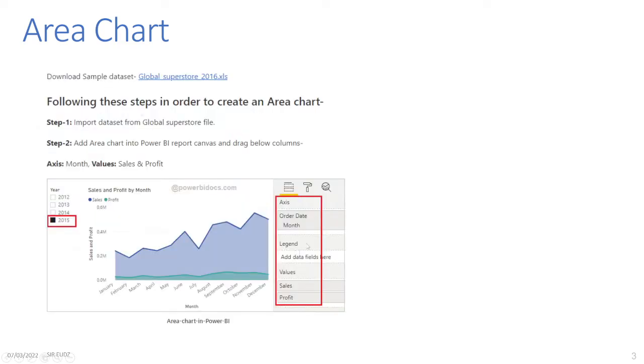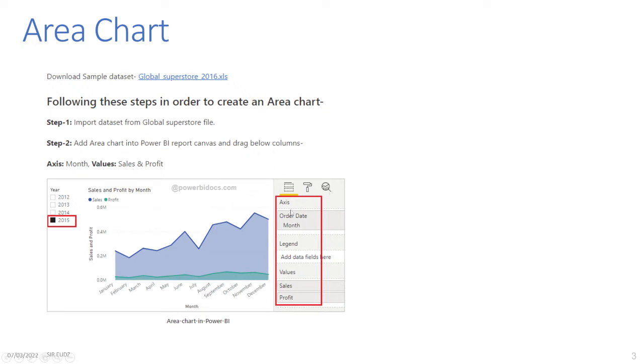To do this example, we have to download the Global Superstore 2016 worksheet. Follow these steps in order to create an area chart. Number one is to import the dataset from the Global Superstore file. Then step 2, add the area chart into the Power BI report canvas, and then drag the columns below.